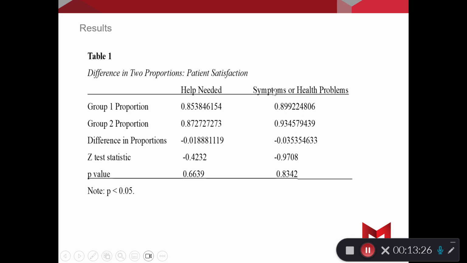And with the second column, with the symptoms or the health problems, that's the discharge question related to where the patients got their information in writing. So the z-test statistic was 0.9708 with the p-value of 0.8342.